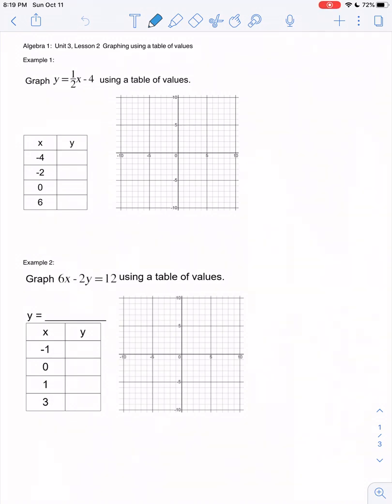This is Algebra 1, Unit 3, Lesson 2, Graphing Using a Table of Values. So we're going to graph this line by choosing some points on the line. So what we're going to do is create what we call a table of values.